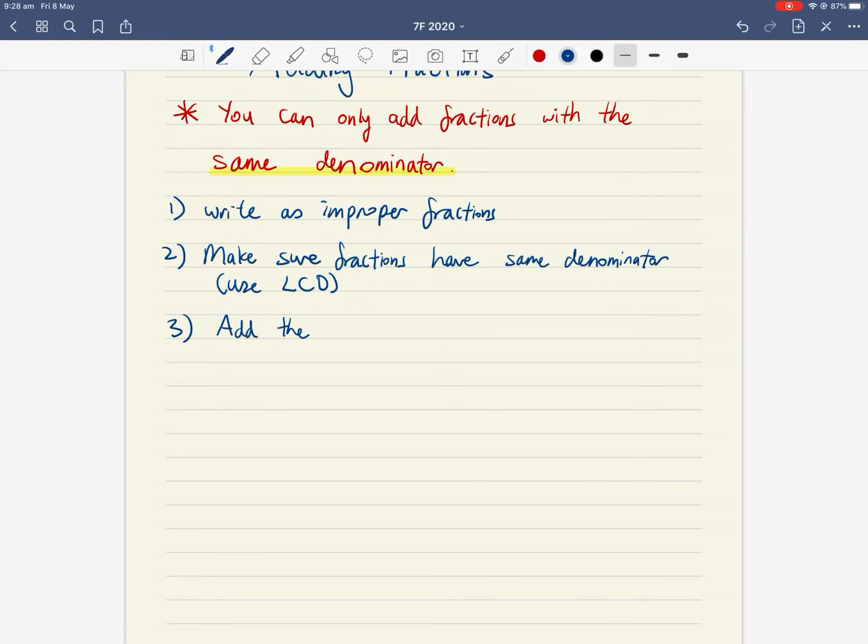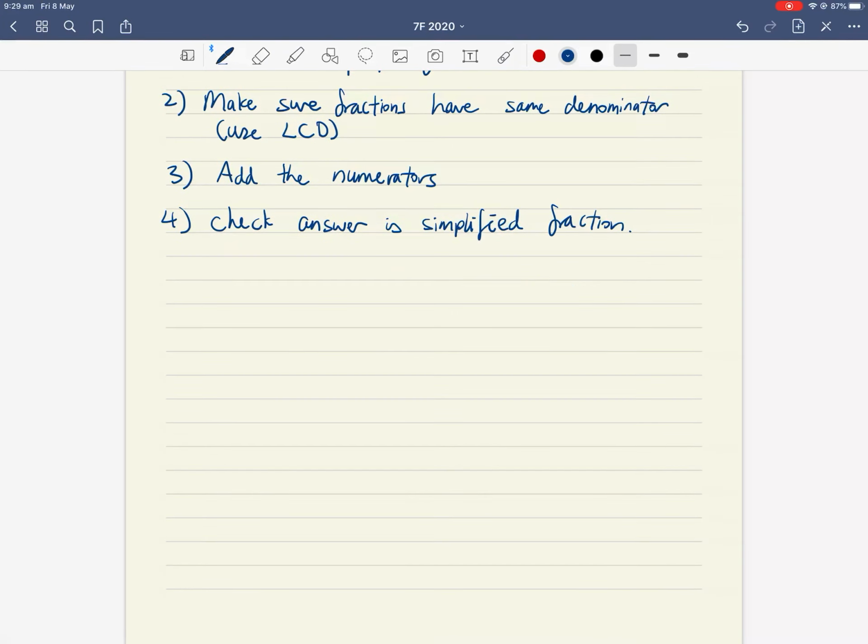Step 3, once you have the same denominator, you can add the numbers on top. You can add the numerators. And then lastly, make sure your answers are in simplified form, because you will lose half a mark if you don't have your answer in simplified form. Check answer is simplified fraction.